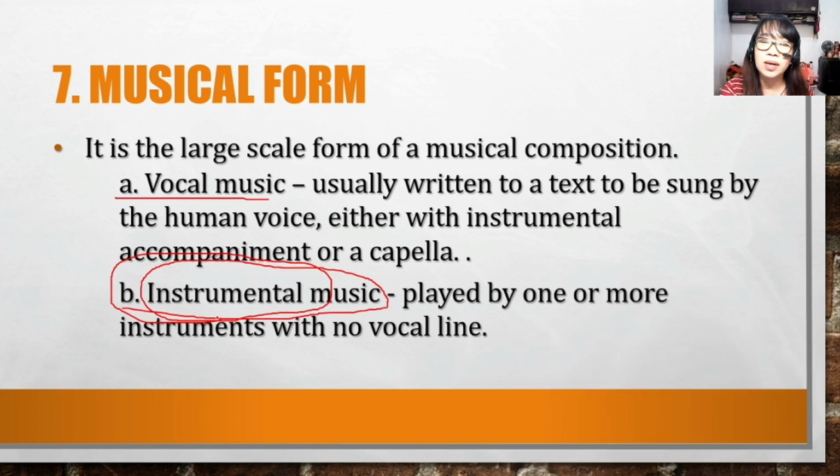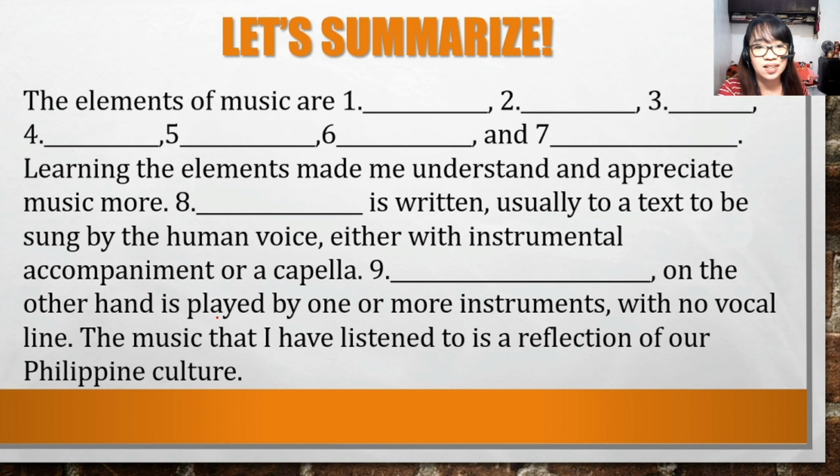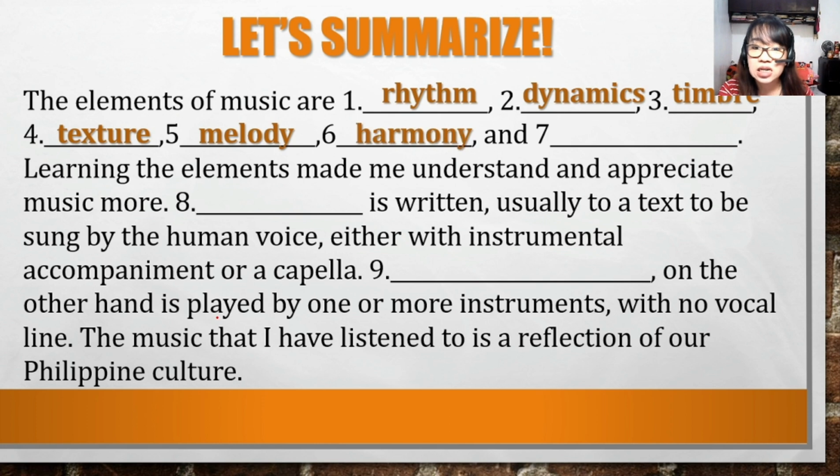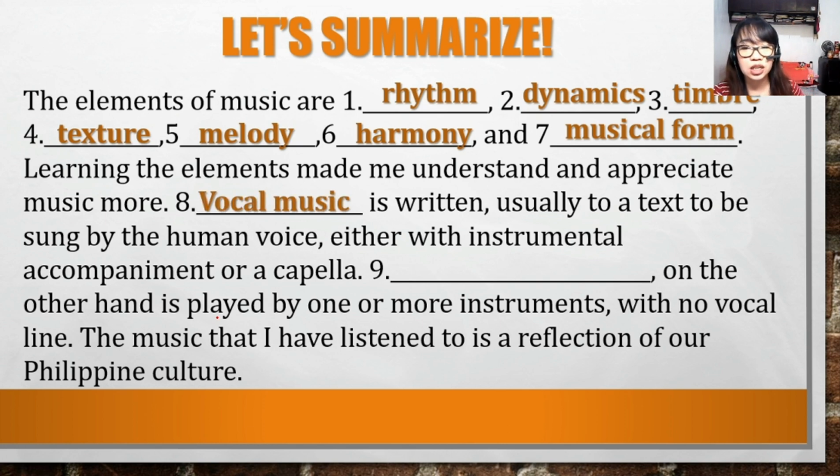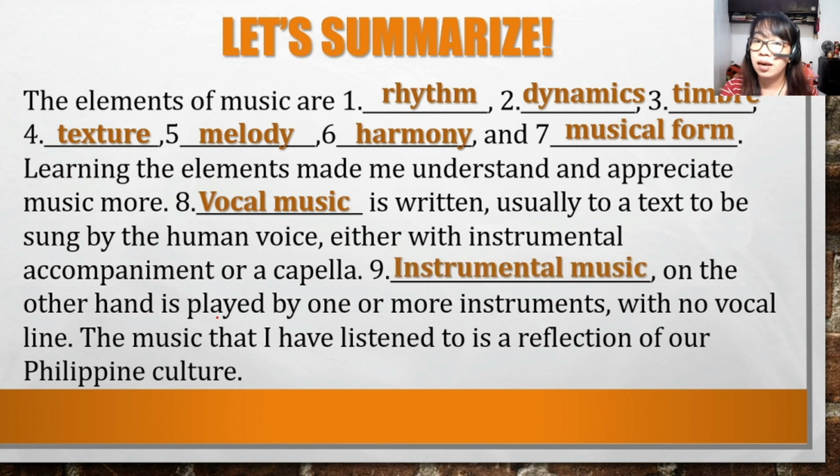Do you have questions? So, again, we have seven elements of music. Now, let's summarize. The elements of music are again rhythm, dynamics, timbre, texture, melody, harmony, musical form. Learning the elements made me understand and appreciate music more. Vocal music is usually written to a text to be sung by the human voice, either with instrumental accompaniment or a cappella. Instrumental music, on the other hand, is played by one or more instruments with no vocal line.